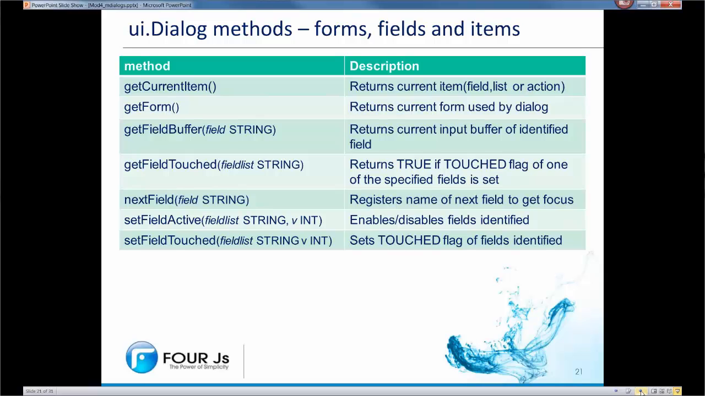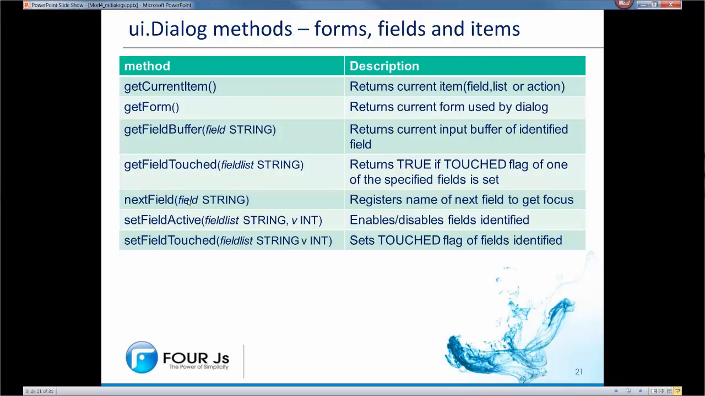You can also modify the touch flag. Has the field been touched? You can give it a field name, and you can turn that on or off. Now, when we get into providing field names, anywhere it says field or field list, you can give a field name, you can give a table name.field name, you can give a screen record name.field name. You can use the term formonly.field name.